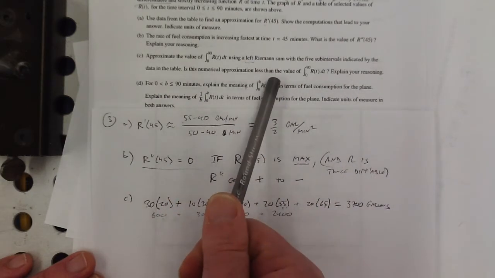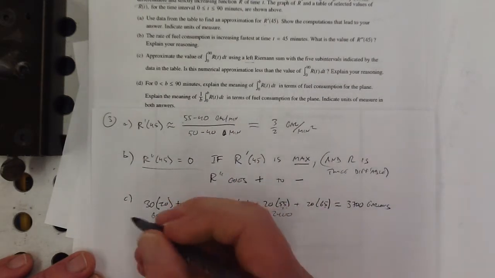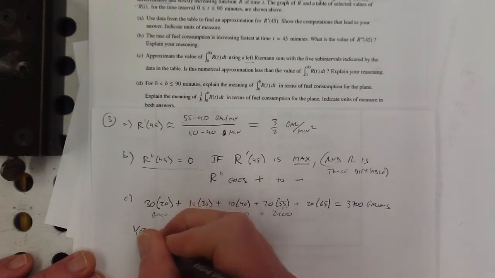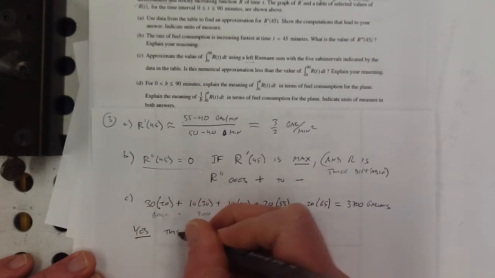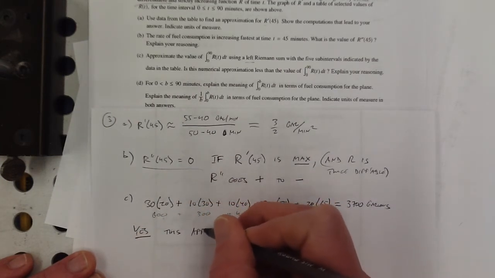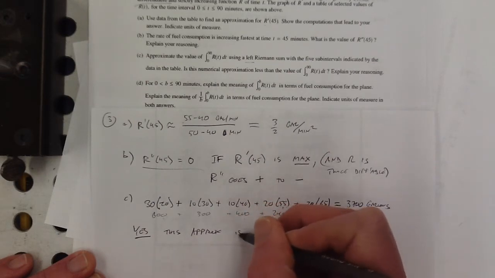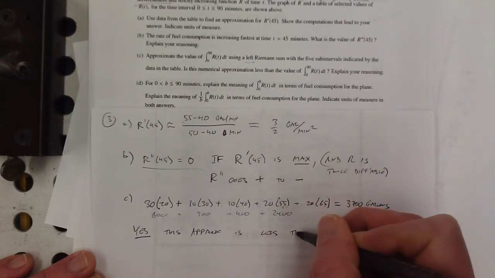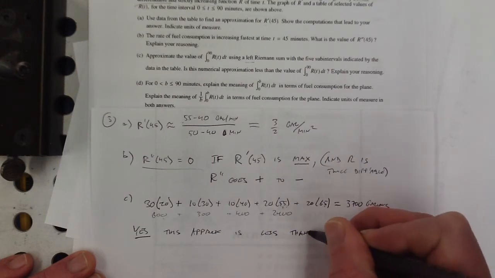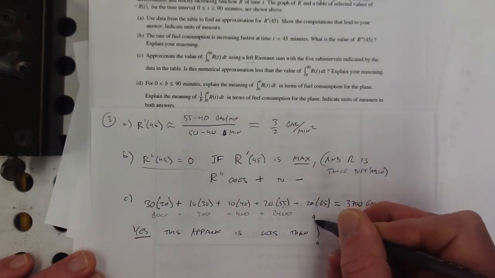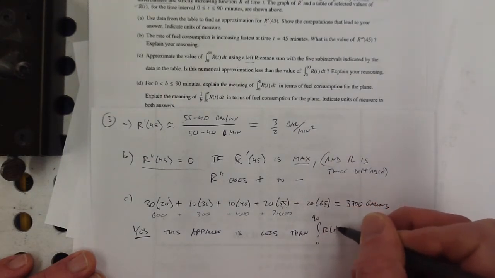Is this less than that? Yes, this approximation is less than this. Now why? How do we know that?